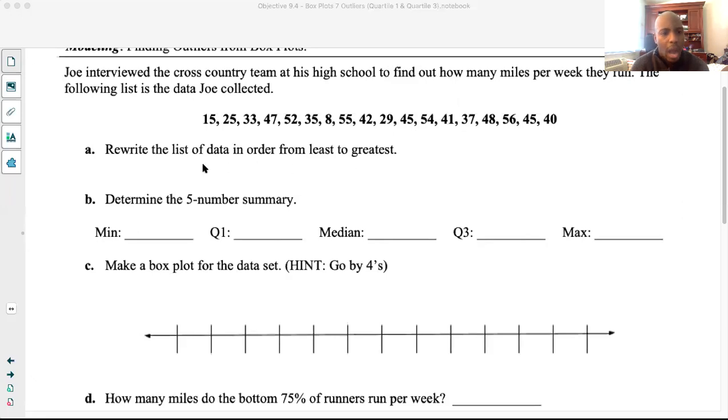All right. So if I were to rewrite these numbers from least to greatest, what I end up getting is this. I end up getting 8, 15, 25, 29, 33, and I'm just looking at my notes here that I have on the side, that way I make sure I write it correctly. And this thing is glitching a little bit. 35.